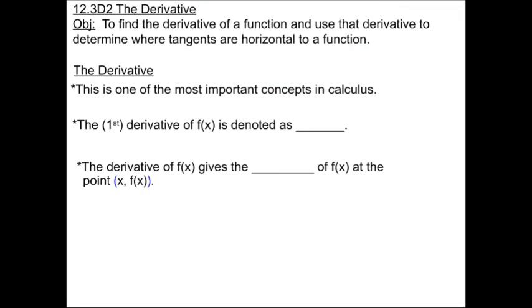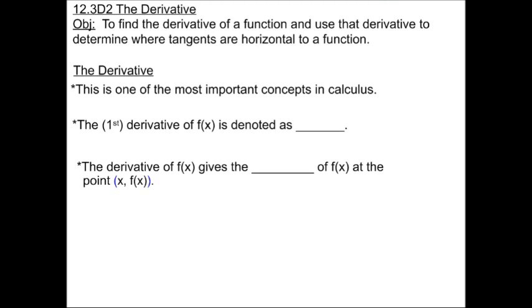Welcome back, folks. We're going on to 12.3, day 2 now. This is called the derivative. We're going to be finding the derivative of a function. We'll explain what that means in a little bit, and use that derivative to determine where tangents are horizontal to a function. Now the derivative, as we see here, is one of the most important concepts in calculus.